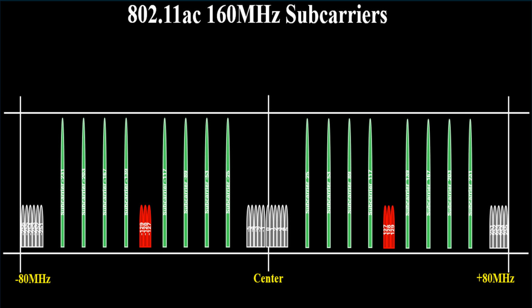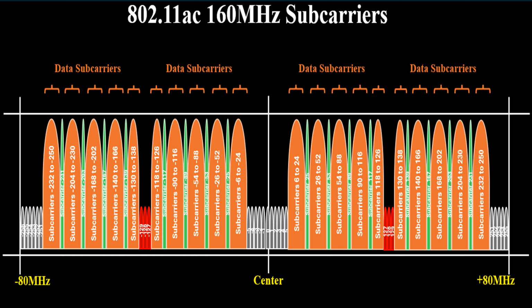Data subcarriers. Data subcarriers are responsible for transmitting the user data. Each data subcarrier carries a portion of the total data being sent over the wireless channel. There are 468 data subcarriers in an 802.11ac 160 MHz channel with indices at -250 to -130, -126 to -6, 6 to 126 and 130 to 250, excluding 16 pilot subcarriers.